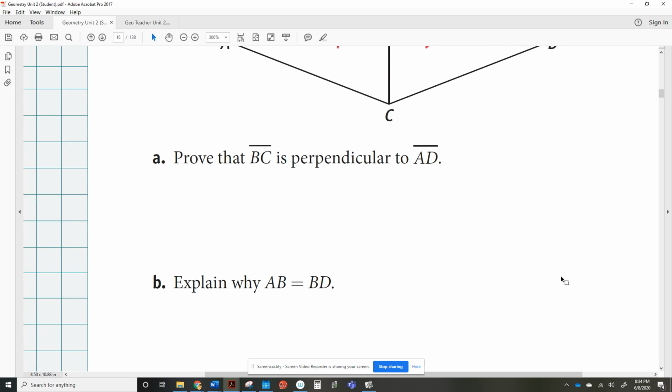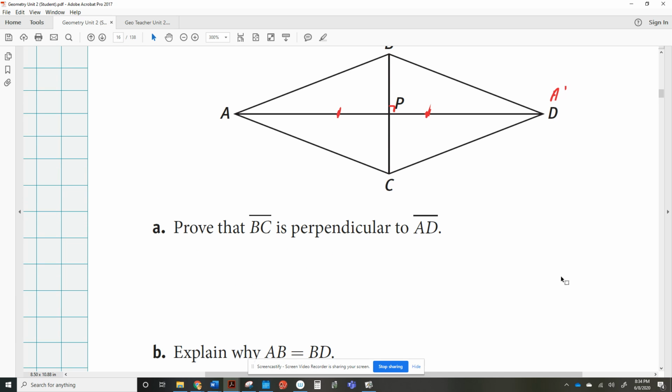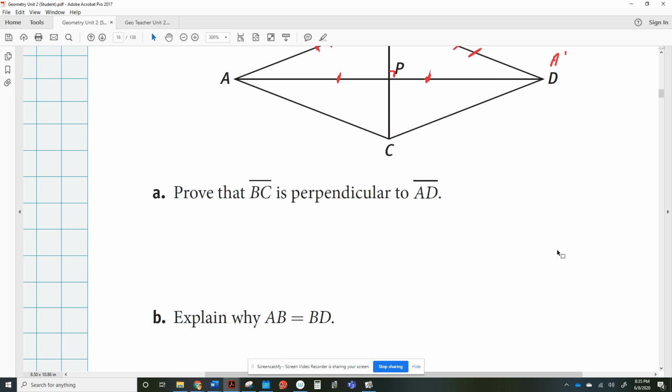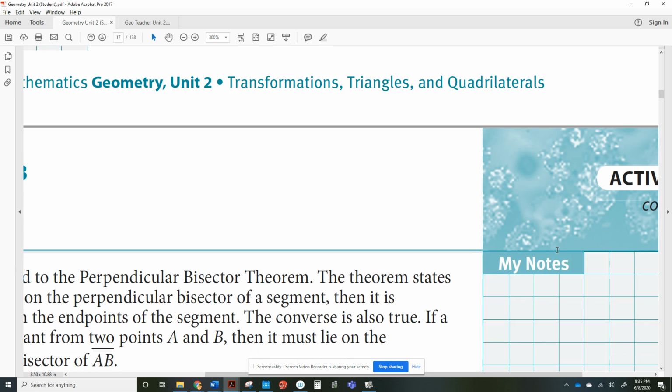Explain why AB is equal to BD. Well, it is a reflected image. AB is the side of the triangle, and its reflected image over here is BD. So they are going to be the same length. Because remember, what kind of motion is a reflection? It's rigid motion. So we don't change the size of the pre-image with the transformation. It's rigid motion. So that's why those two are equal.